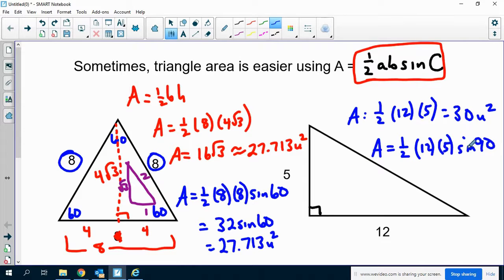Now, this is something that's kind of important. We don't know what the sine of 90 actually is in terms of what it means. So we won't learn that until we get to algebra 2 trig. But we can still type it in the calculator and the formula will still work for us, even if we don't really know why it's working. And if we type this in the calculator, the sine of 90 is actually 1, and we would get 30 units squared. So both of these work out.